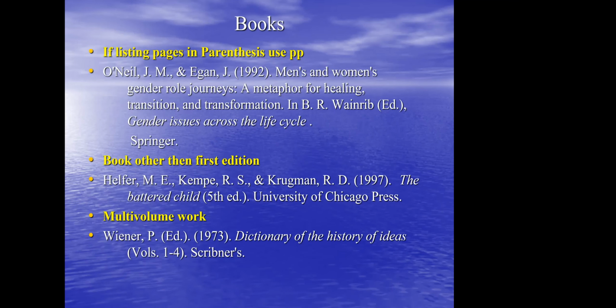Okay, when listing pages in parentheses, a lot of students tend to want to put PG because that's what you see a lot. But for APA, if it's one page, it's P period. If it's more than one page, it's PP period. And if it's a book other than the first edition, you're going to put what edition it is. And then for a multi-volume work, you show the volumes that there are for that book.